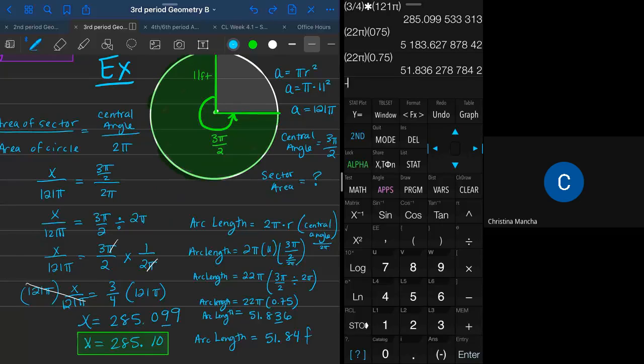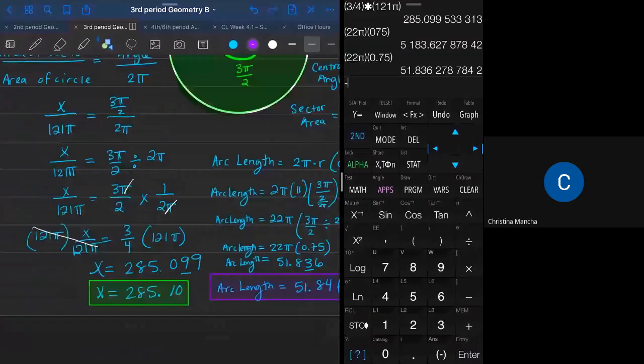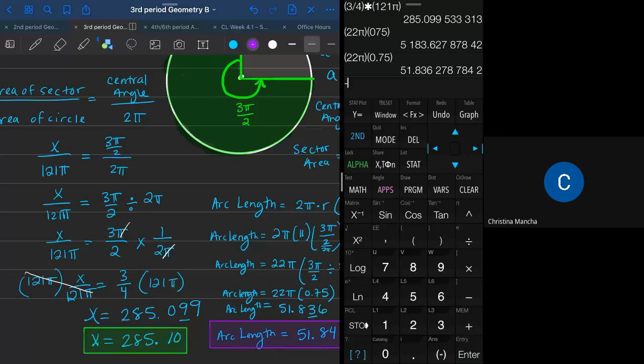So the arc length is in feet, and think about it like bringing a string and just wrapping it around just the edge of the part of the circle that's shaded. So that one here would be the arc length. And then the only thing that we need to do is make sure that this one is feet squared, because remember that it is an area.